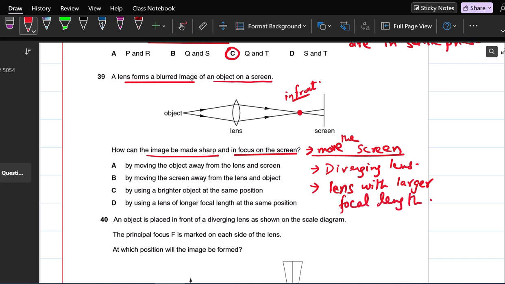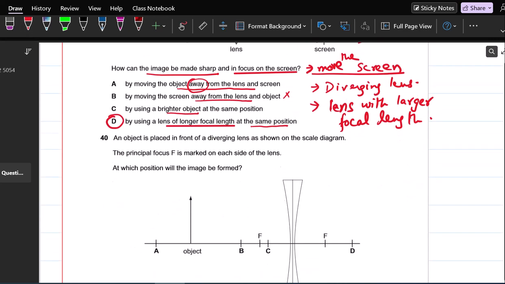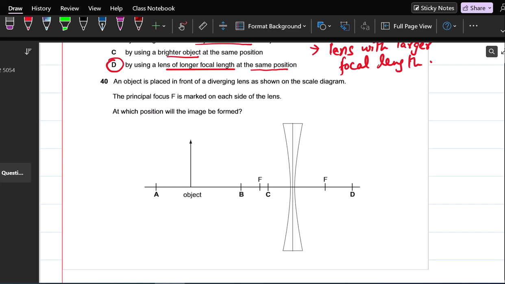So we have to opt one option from this category. By moving the screen away from the lens, no, not possible, because already image is in front of the screen, why you are moving the screen away? By using a brighter object at the same position, not possible. By using a lens of longer focal length at the same position. So what will we have if focal length is greater? The rays will converge somewhere on the screen. So D is right. Increasing the focal length increases the converging power of that lens.